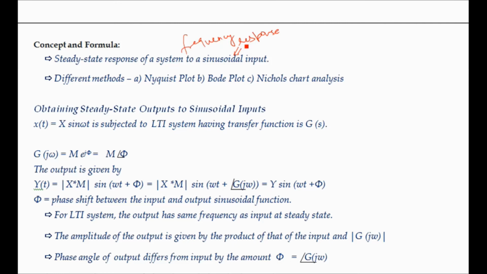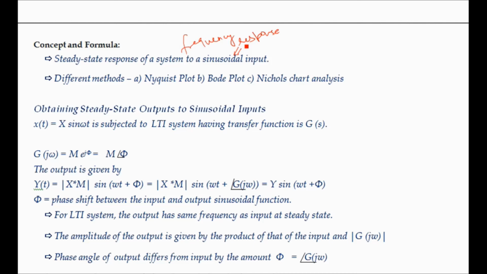There are various methods available to analyze the steady state response of a system, in which we vary the frequency of the input and see the corresponding output. These methods are Bode plot, Nyquist plot, Nichols chart and analysis.